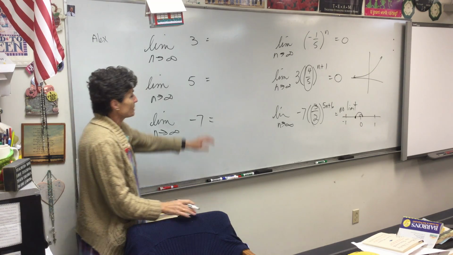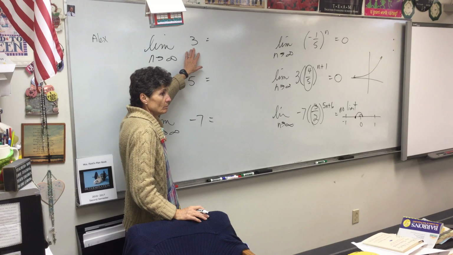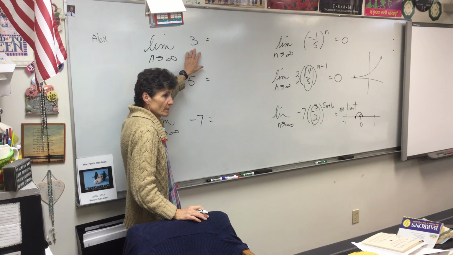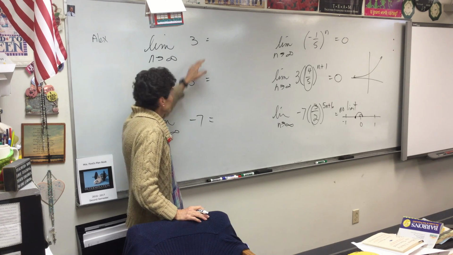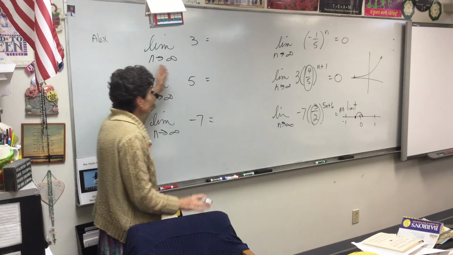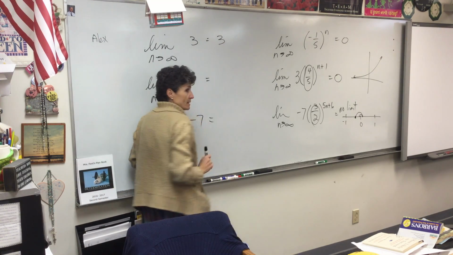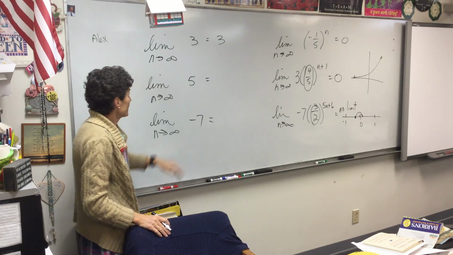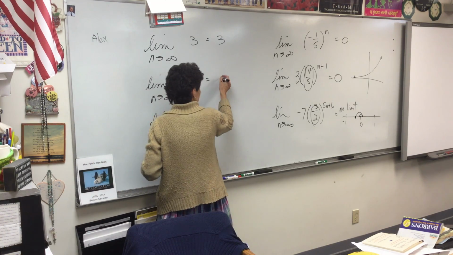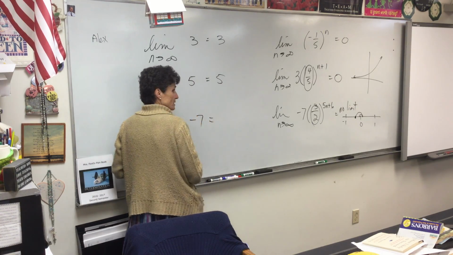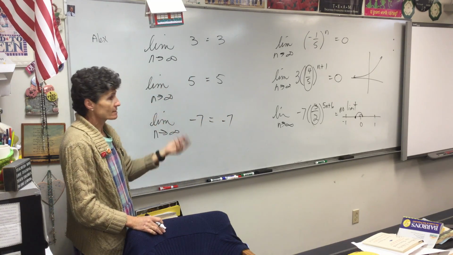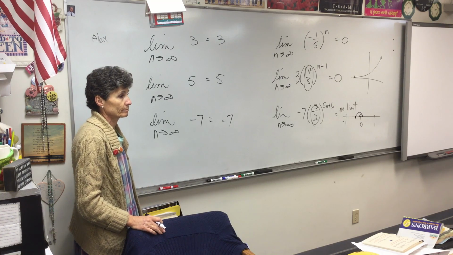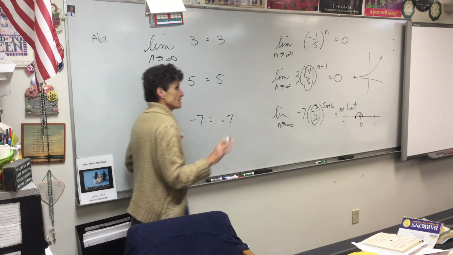So if I let n be 1, what would that equal? 3. What if I let n be 2? 3. What if I let n be anything? It's 3. Then it doesn't matter what n is, the limit of this is going to be 3. And the limit of this one is going to be 5, and the limit of this one is going to be -7. The limit of a constant is that constant.